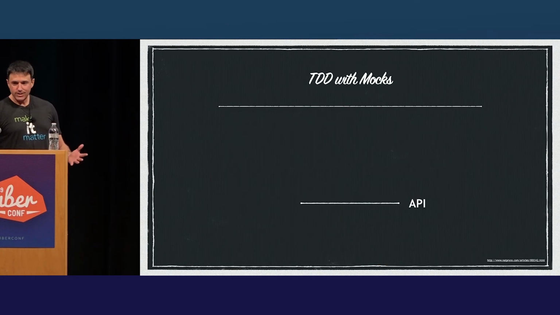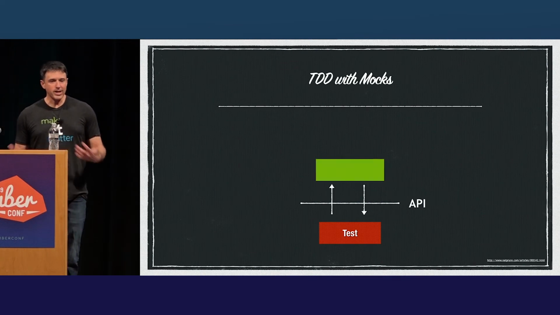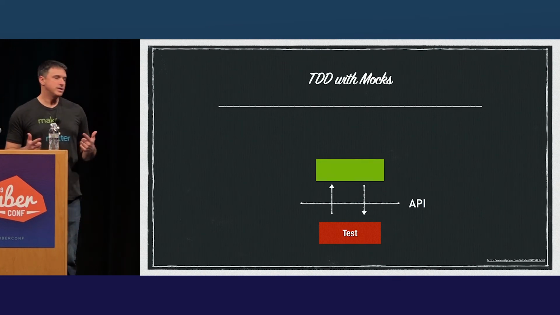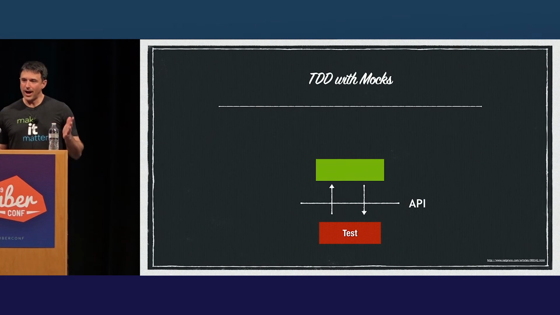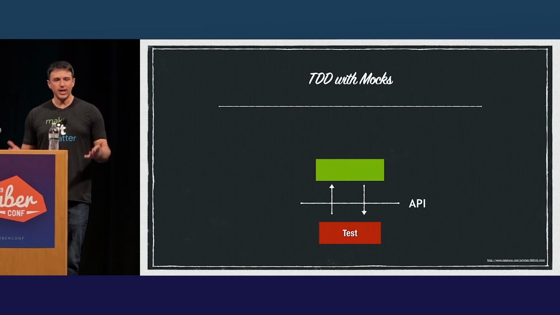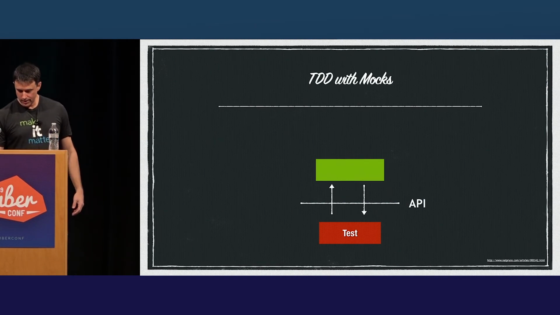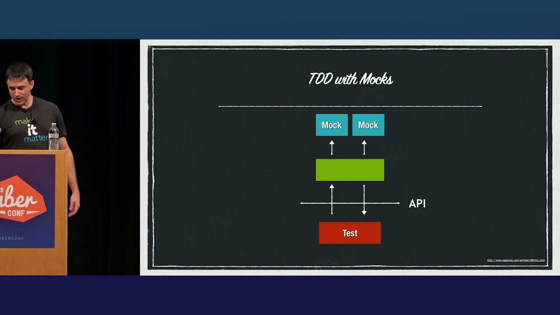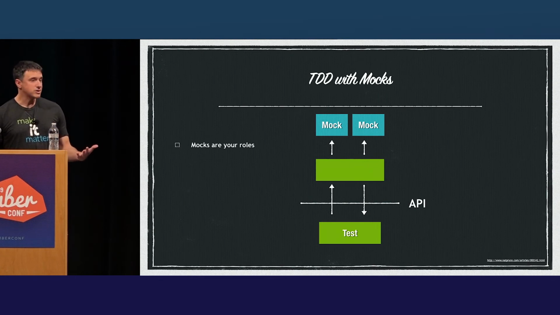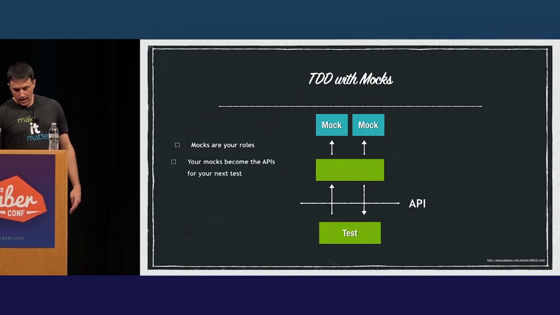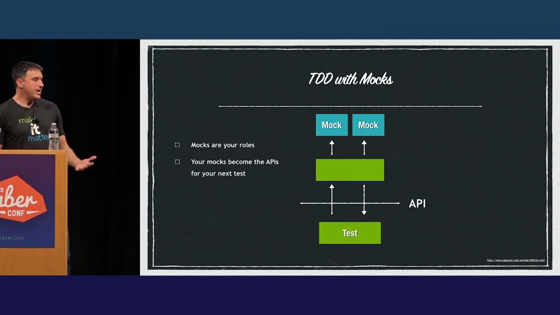And so let's visualize this in action. So you have a failing test. You start writing the code for your test, and then you start thinking about, well, what are my collaborators, and what potential APIs is this object going to work with? And then you create mocks that interact with that, which then gets your test working. So the mocks are your roles, so you're essentially deciding what the roles are, and we'll get to that in a second. Your mocks become the APIs for your next test.